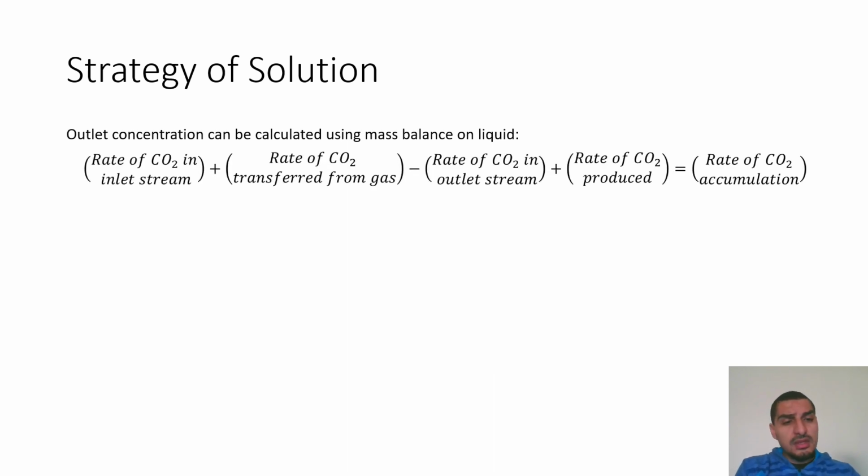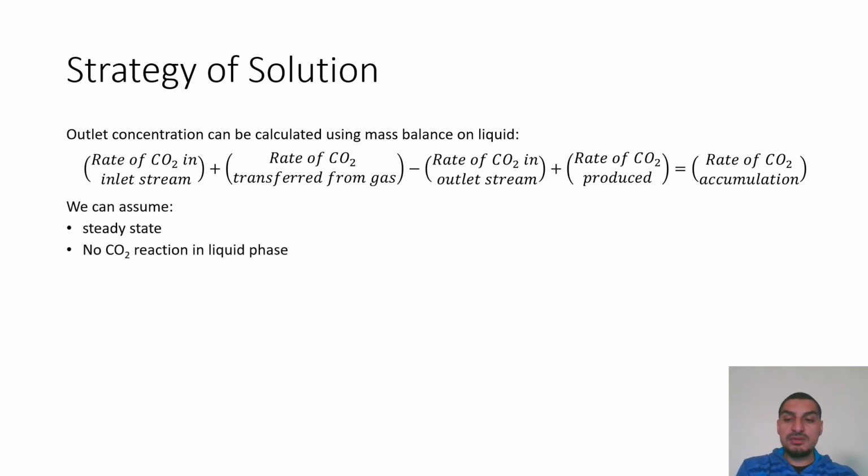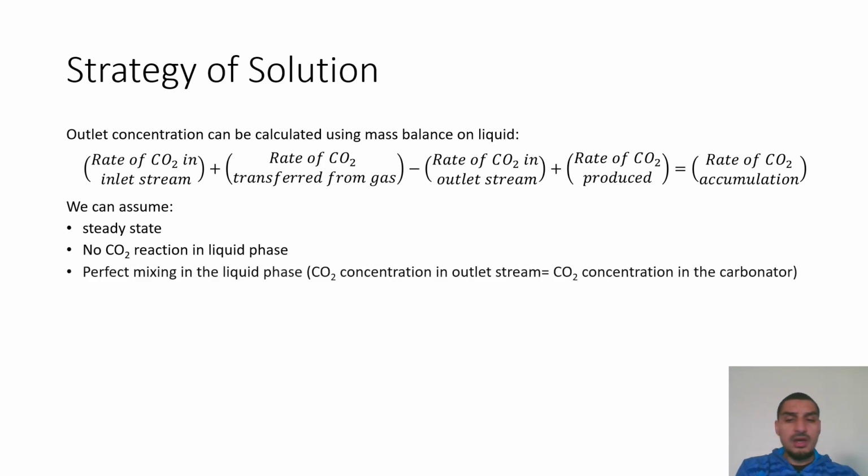I put the general form of the equation, which is the rate of carbon dioxide with the inlet stream, plus the rate of carbon dioxide transferred from the gas phase, which is going inside the liquid phase, and this is the rate of carbon dioxide in the outlet stream plus the rate of carbon dioxide produced equals the rate of accumulation.